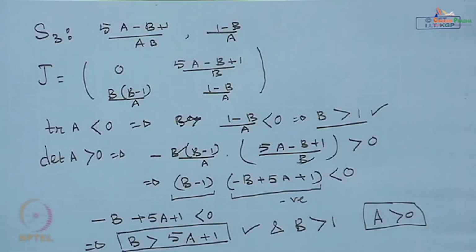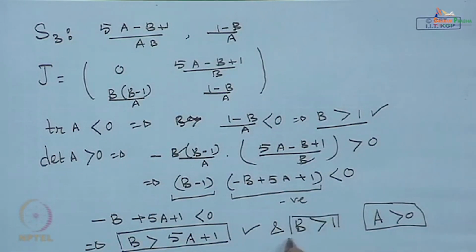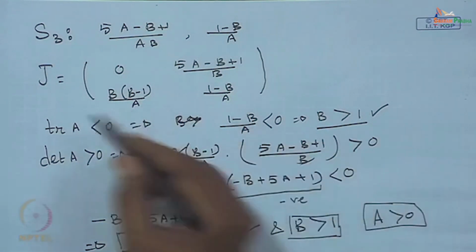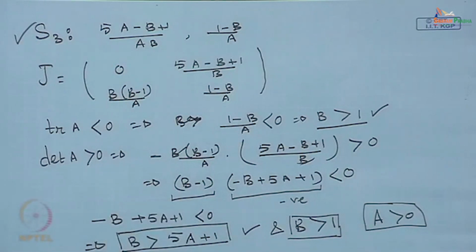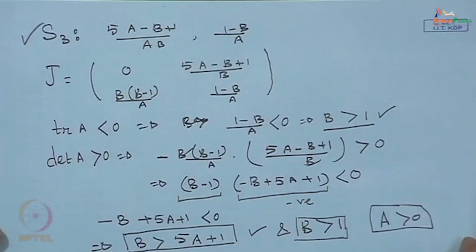So, using these two conditions, b has to be positive and it has to be greater than 1, and secondly it has to be greater than 5a plus 1. So, if these two conditions are satisfied, then the steady state S3 is stable and we will be getting a very stable steady state. Now, we will be looking into the next problem. So that completes this problem, then we will go to the next problem.